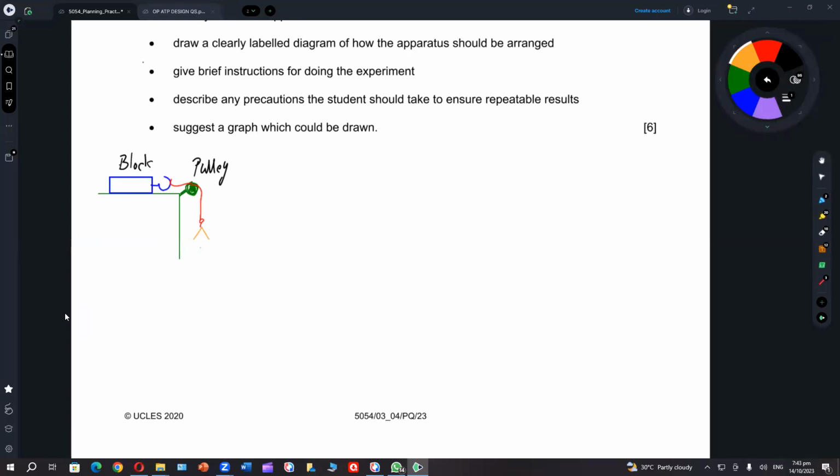This is a hanger. So I will start adding the mass there. I will start adding the mass, and it will go down. Then I will increase the mass of the block. Keep on adding the masses, and the block will begin to move.